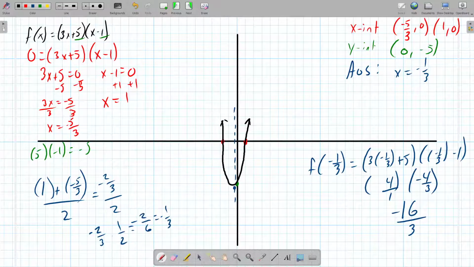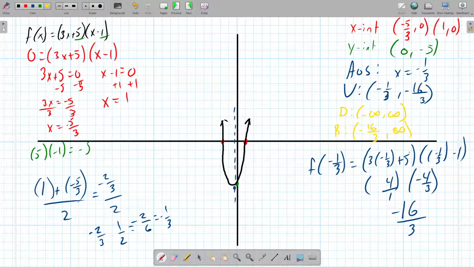Good enough for me. I'm not very strict with my students' parabola drawing skills. That's why I always label all of the important information. Our vertex, for example, is at (-1/3, -16/3), and our domain is always, always, always all real numbers, negative infinity to infinity. And our range, because we are pointing up, is going to be from the y value of the vertex, -16/3, all the way up to positive infinity.